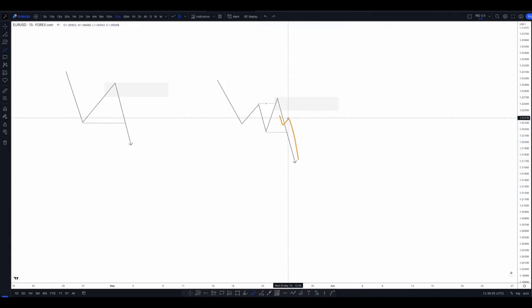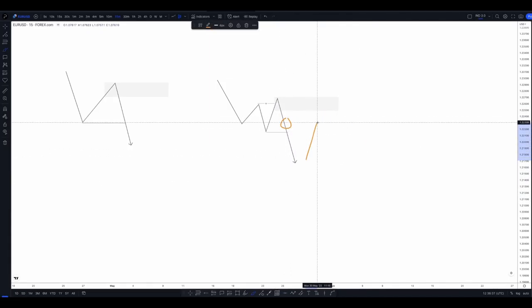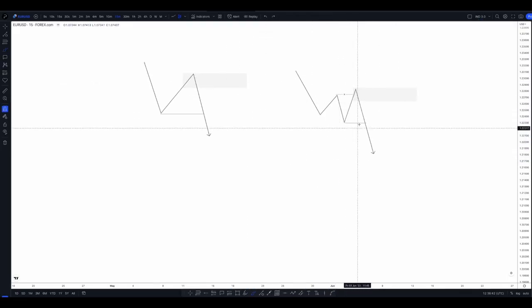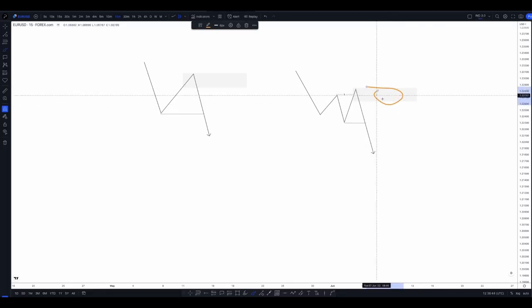It will either be already available in the previous leg to the left, or it'll be built in the right, or we get both ideally. And that's what we're trying to do essentially now: add in another thing to help increase the probability that this POI may hold.